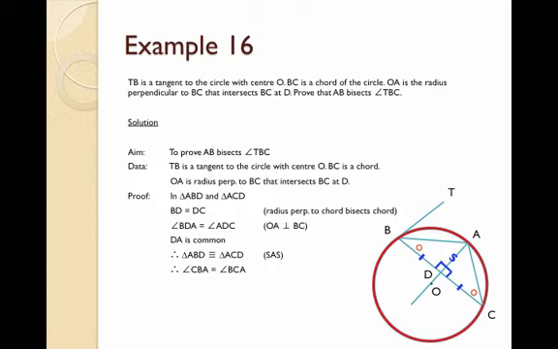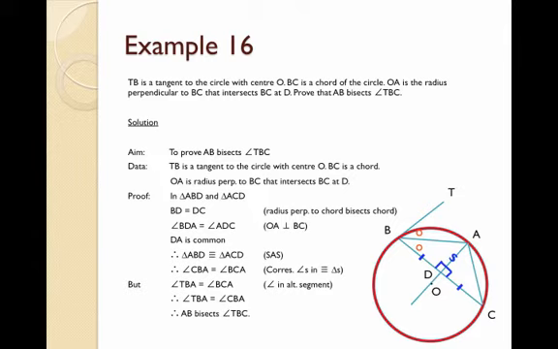Now we've proven that they're congruent, we can say that angle CBA is equal to angle BCA because of corresponding angles in congruent triangles. But we know that angle TBA equals angle BCA because of our new theorem, angles in an alternate segment are equal. Therefore, angle TBA is equal to angle CBA, and we have proven that AB bisects the angle TBC.